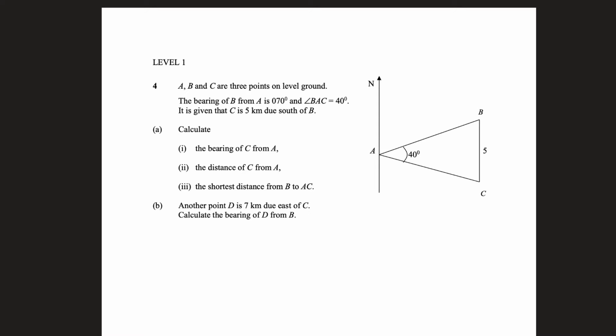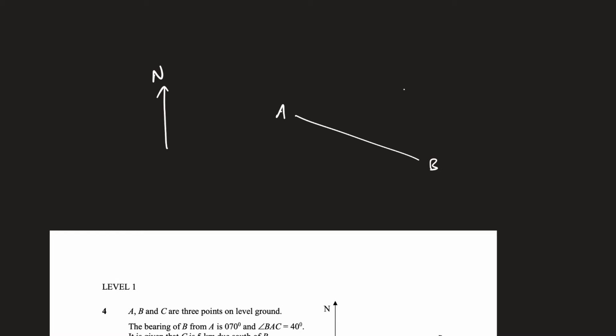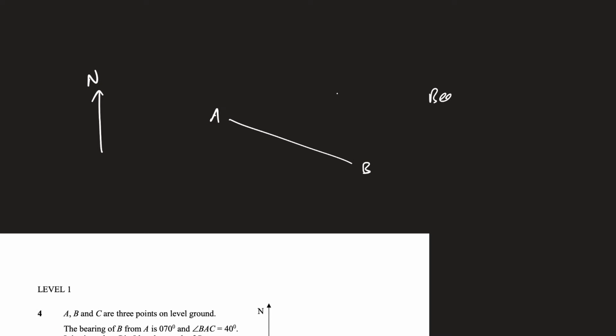Hi, and this is question 4, and I think it's on bearings. I'm going to start with a quick recap on bearings. With bearings, we always start with some kind of north. Let's say we have 2 points, point A going to point B. And let's say we ask, what is the bearing of B from A?